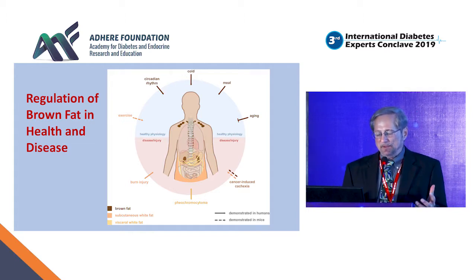The brown fat in health and disease. We know that in humans, cold temperature increases brown fat, aging decreases brown fat. We know that in disease, burns and pheochromocytomas can induce more brown fat formation, and it can be involved in cancer cachexia as well.